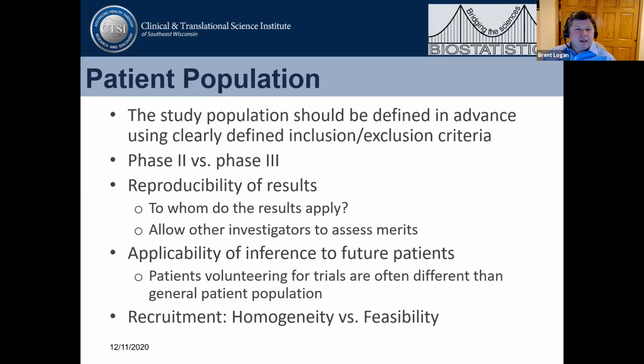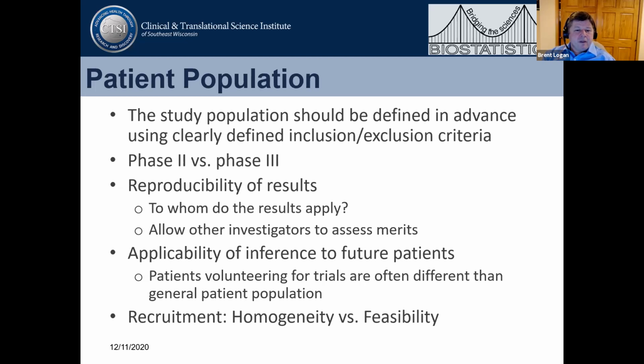Let's talk a little bit about the patient population. So the patient population should be defined in advance. You want clearly defined inclusion-exclusion criteria. We talked a little bit about phase 2 versus phase 3. In phase 3, you tend to be a little bit broader in your eligibility as opposed to phase 2, because you want to think about reproducibility of results and think about who the results apply to.